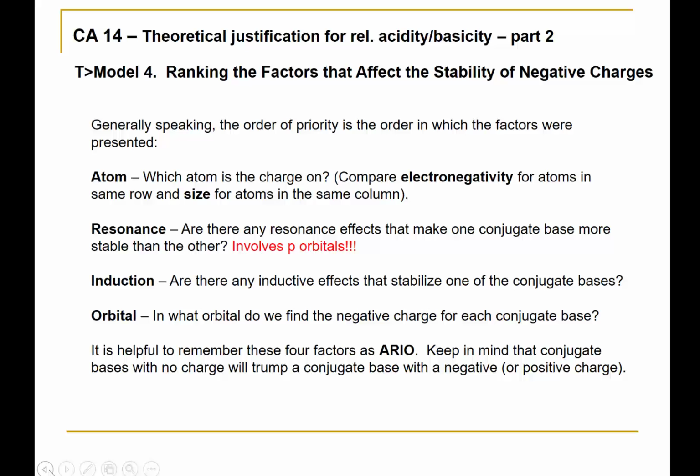We also look at resonance. Is there any opportunity for stabilization by resonance and thereby delocalizing the negative charge? And perhaps you're starting to recognize when you're thinking about resonance that in some fashion it will involve a p orbital. Is there any stabilization by induction, that is the pulling of electron density along sigma bonds? And finally, is there any stabilization by the orbital effect? In other words, the negative charge found on an sp2 hybridized atom or an sp hybridized atom.